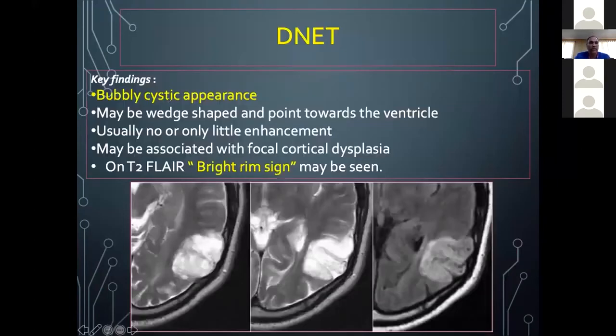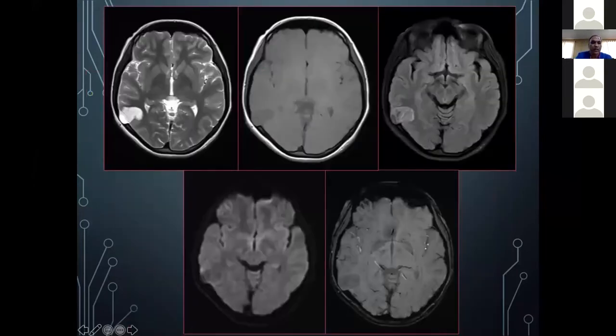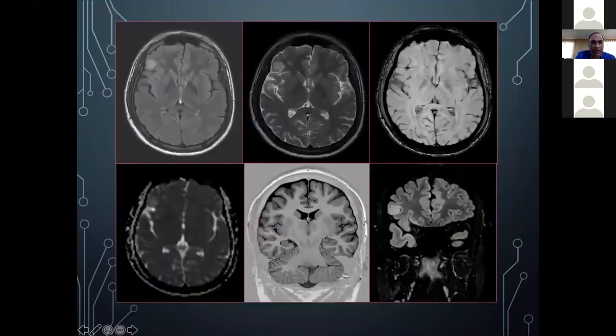Coming to DNET, the classically described finding is a bubbly cystic appearance. You can see here, and they do not show any enhancement. There can be overlying cortex or bony changes which may be present, suggestive of their long-term presence, and there can be a bright rim sign on FLAIR images. Here again, you can see overlying bone is getting remodeled by a hyperintense lesion, very nicely seen on T2, and this margin of hyperintensity on the FLAIR images. No diffusion restriction, no calcification, or no hemorrhage present.